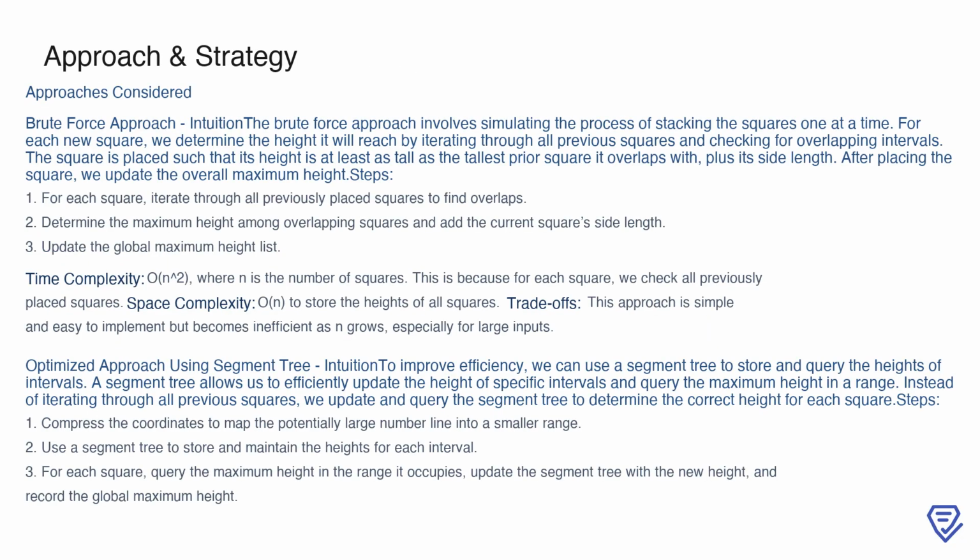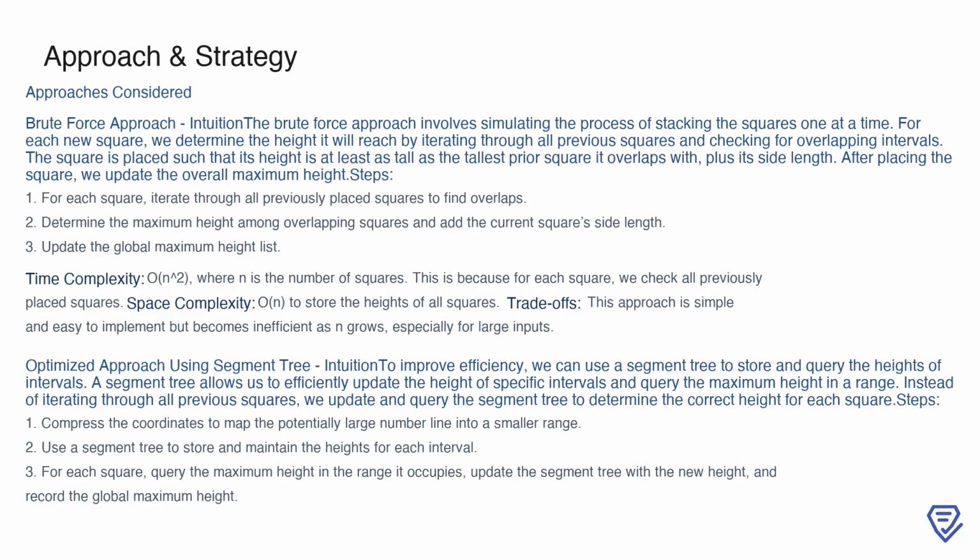To solve the falling squares problem, we can start by simulating the stacking process using a brute force approach. The idea here is straightforward. For each square that falls, we check all previously placed squares to determine where it overlaps. Once we identify the overlap, we calculate the maximum height the new square can reach by adding its side length to the tallest square it intersects with. This ensures that every square is placed at the correct height while also updating the overall maximum height recorded so far. Although this method is intuitive and simple to implement, it has significant limitations.